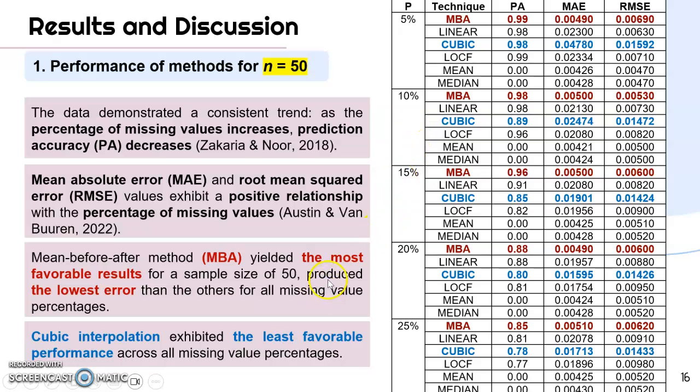And number 3 is the mean before and after method. MBA yielded the most favorable result, the one in red color, for a sample size of 50, producing the lowest error compared to the others for all missing value percentages. And the cubic interpolation, the blue one, exhibited the least favorable performance across all missing value percentages. This is the result for the sample size of 50, the small sample size.